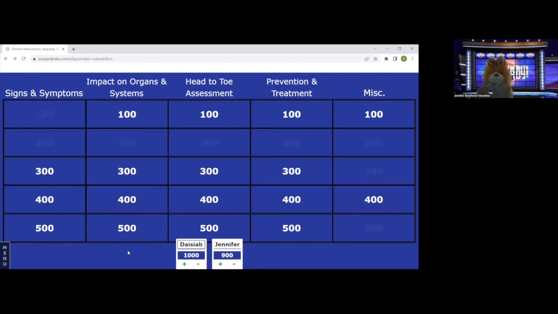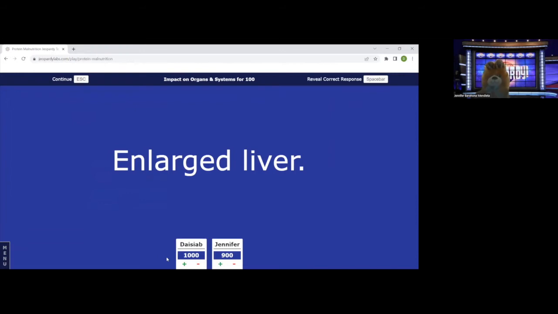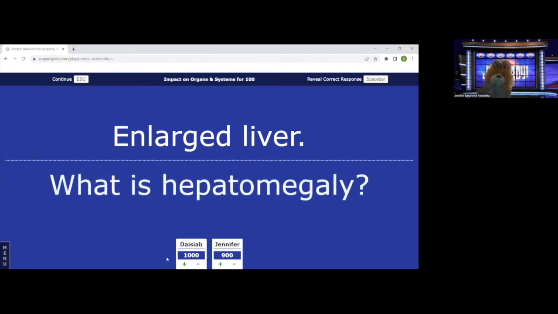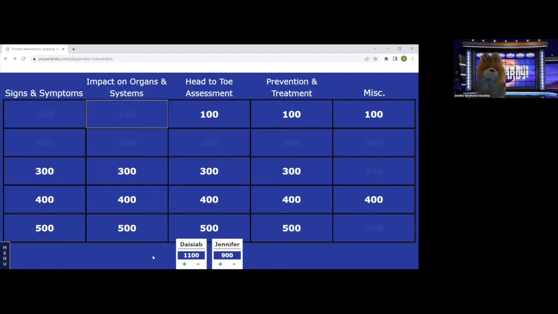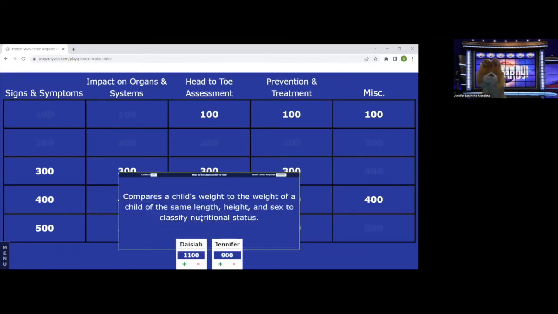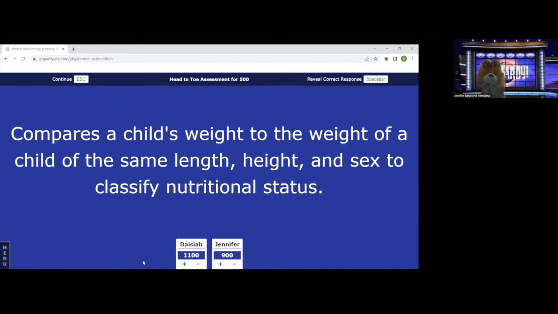Let's do impact on organs and systems, 100. Enlarged liver. What is hepatomegaly? That is correct. Let's do head to toe for 500. Compare the child's weight to the weight of a child of the same length, height, and sex to classify nutritional status. I'm gonna have to give this one to Dacia.